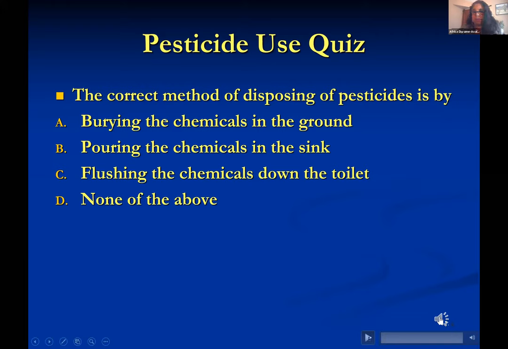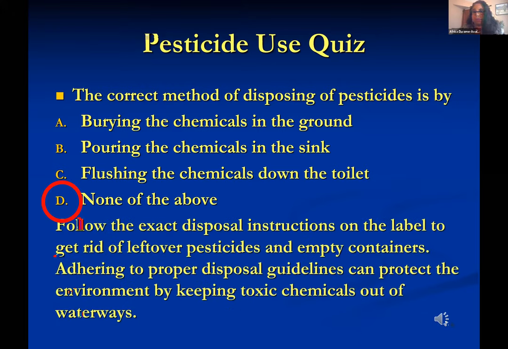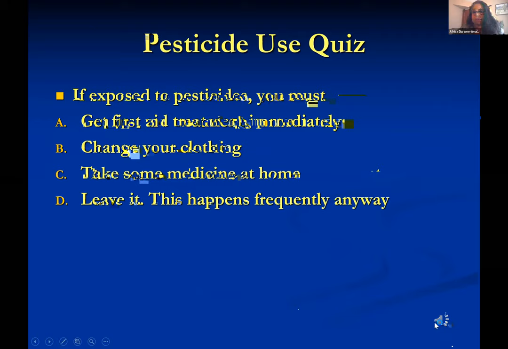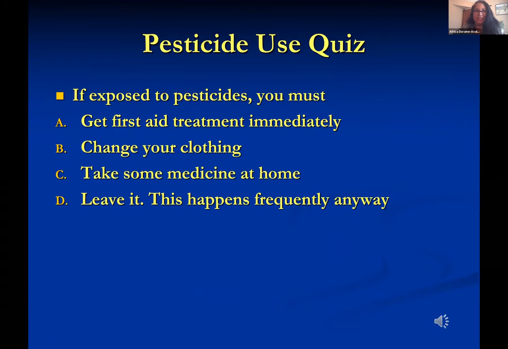Okay, next. If you are exposed to pesticides, you must A, get first aid treatment immediately, B, change your clothing, C, take some medicine at home, D, leave it. This happens frequently anyway. Please don't answer D. Remove contaminated clothing and wash your skin with running water, rinse your eyes, and seek fresh air away from the pesticide treatment area.